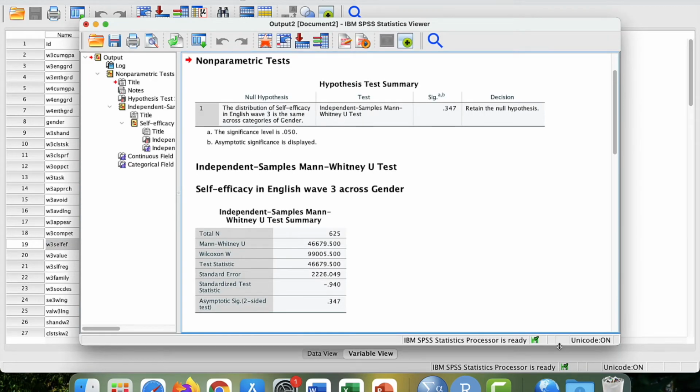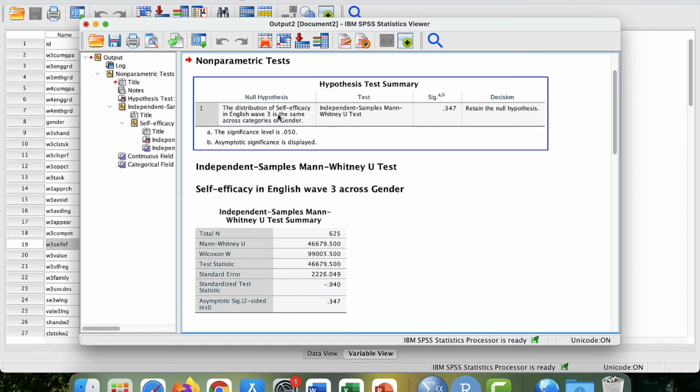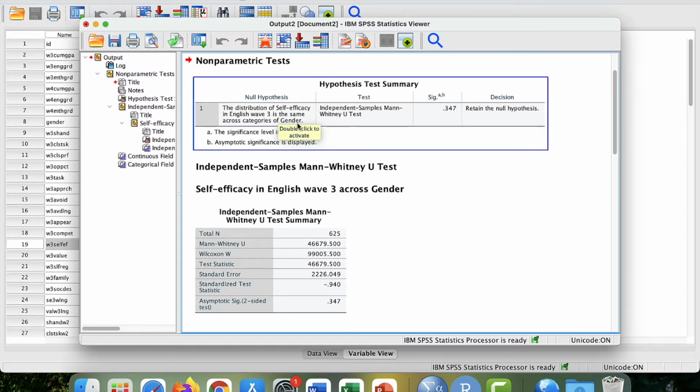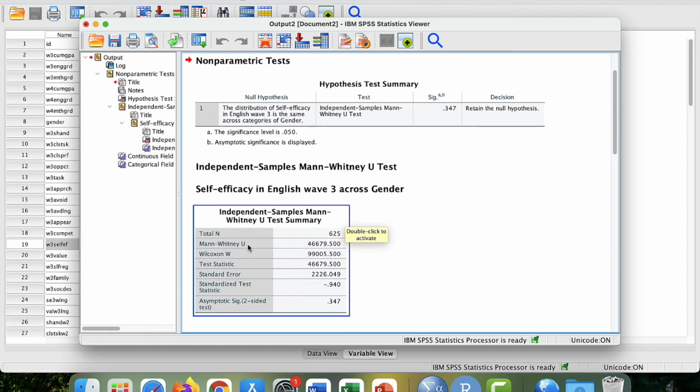here's what I get. The null hypothesis is that the distribution of self-efficacy is the same across categories of gender. And here's the test that it ran. Here's the significance of the test, and the decision is to retain the null hypothesis. So the Mann-Whitney U statistic is here.